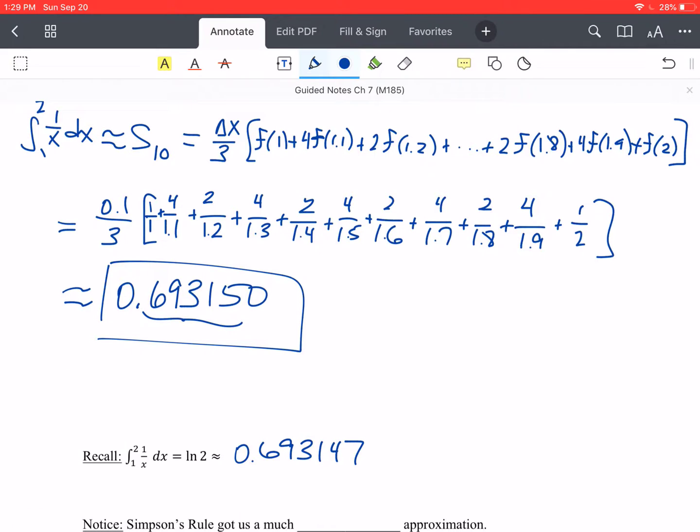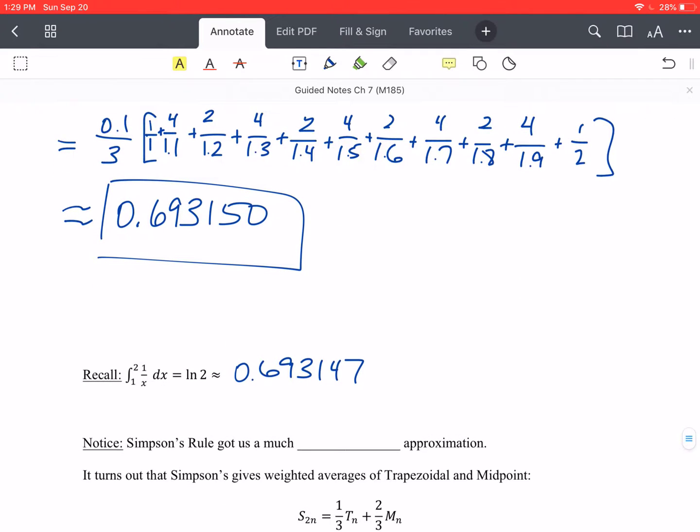Notice we were good to 5 decimals if you round this. Actually, if you round it, then they're the same number. But even up to 4 decimals, it's identical. So we got a much better approximation here using Simpson's rule. Again, Simpson's rule got us a much closer approximation.